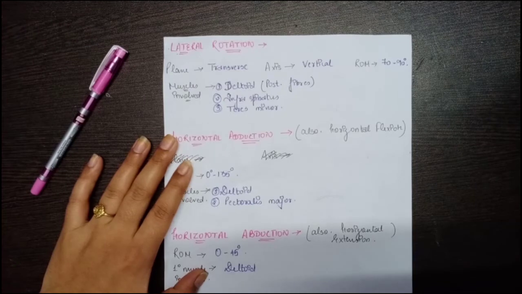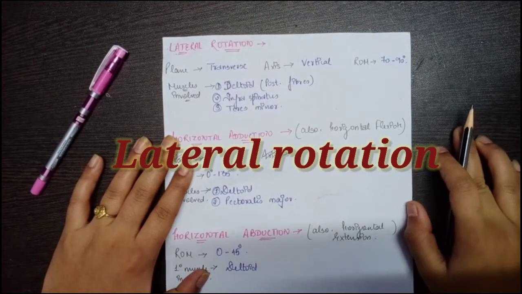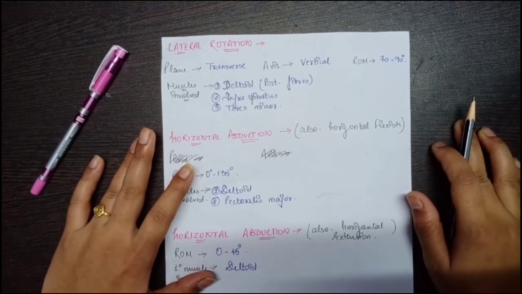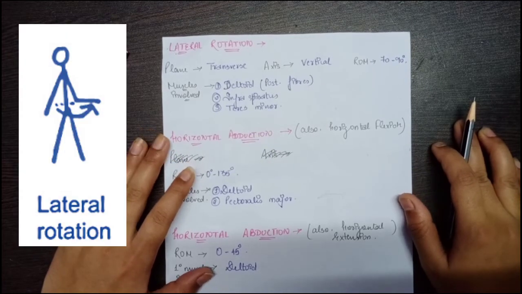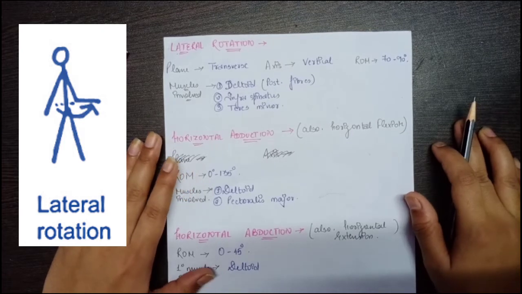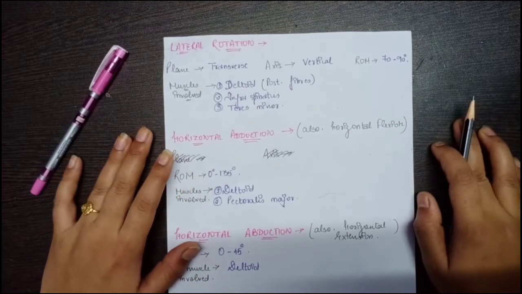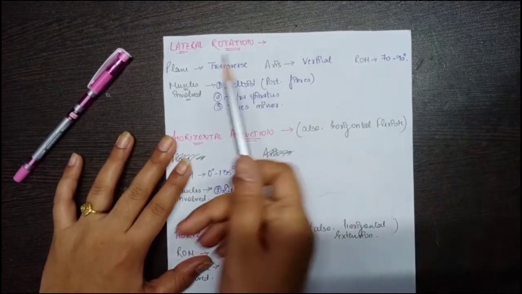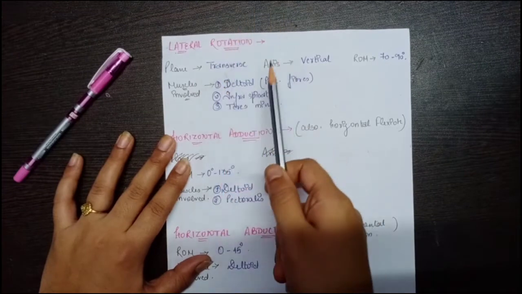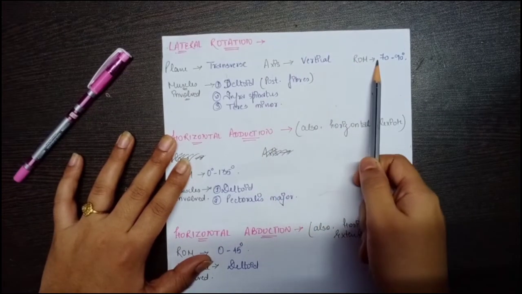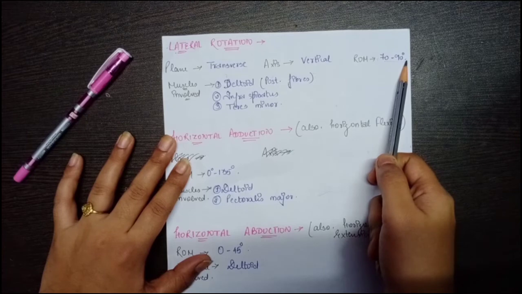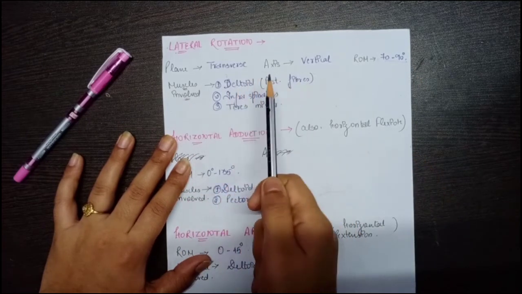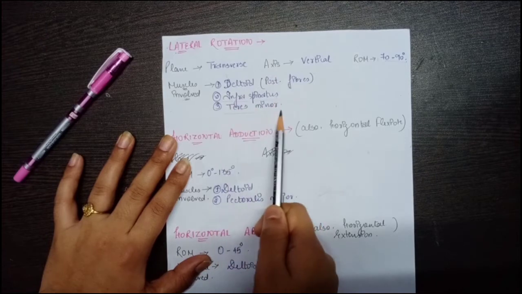Now next let us talk about the lateral rotation. The lateral rotation is just the vice versa of the medial rotation. That is, it is defined as the rotation away from the midline, and it is also known as external rotation. Now we take the plane, axis and ROM. The plane would be transverse, the axis would be the vertical axis, and the range of motion would be about 70 degree to 90 degree. Muscles involved here would be posterior fiber of deltoid, infraspinatus, and teres minor.